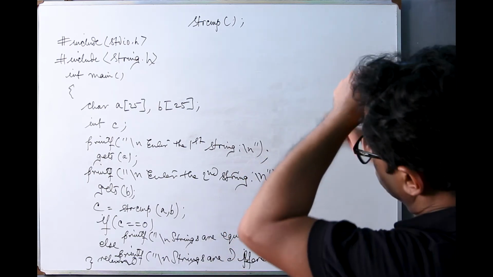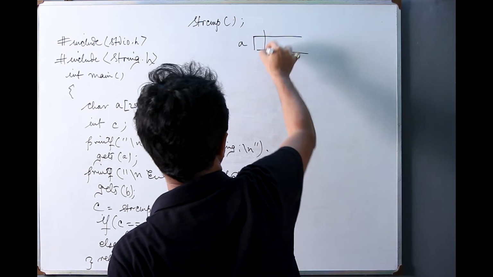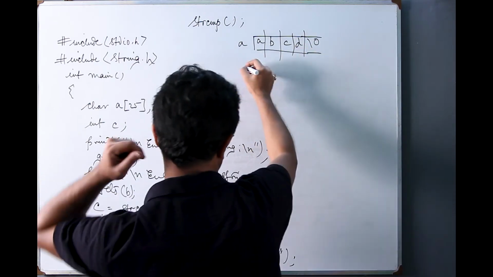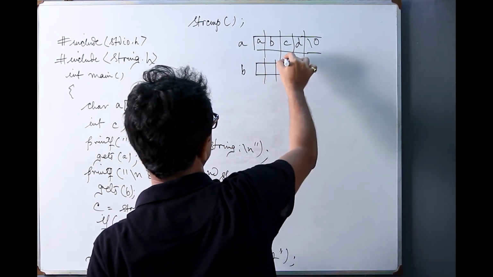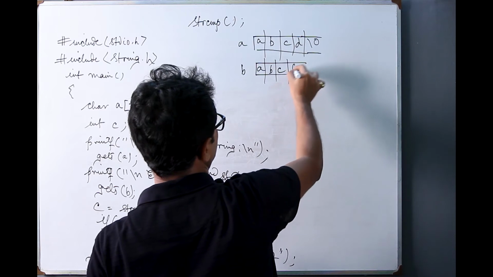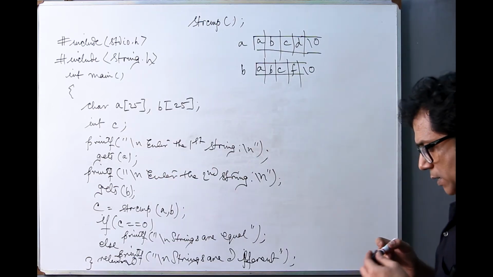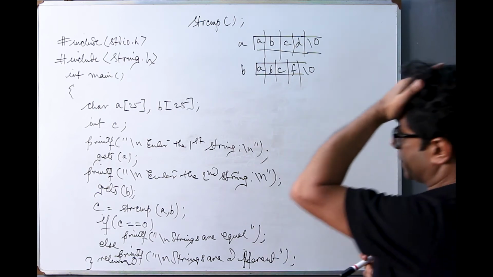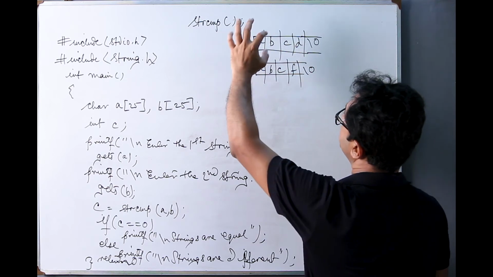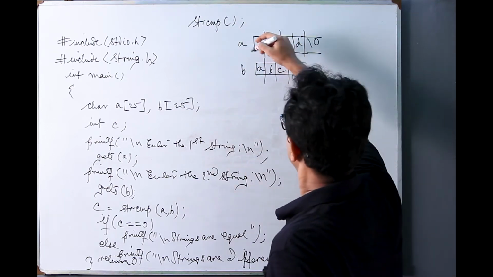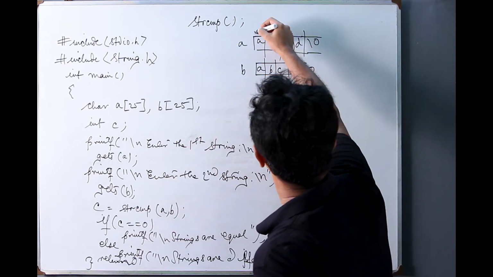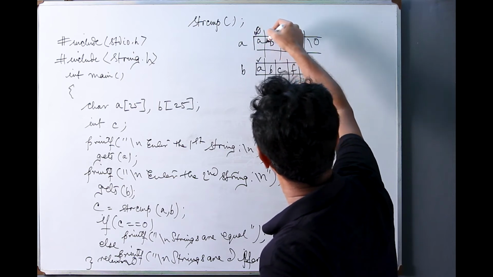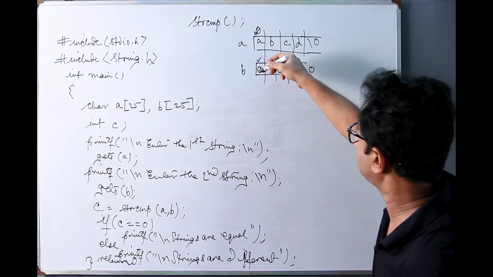So, what it does, suppose the string A is taken from the user to be like this: A, B, C, D, null character. And if the B string is taken from the user to be like this: A, B, C, F, null character. Suppose in this case, what will the function strcmp perform? It will check character by character starting from the first character of each string. That is, when strcmp executes, it will compare this character A with this character A. So the 0th index value of the A string will be compared to its counterpart in the B array.